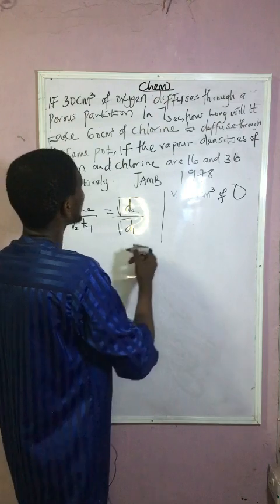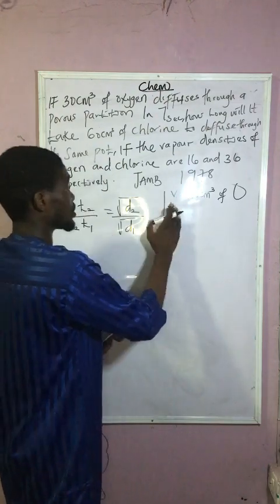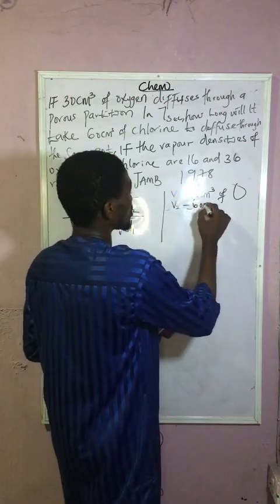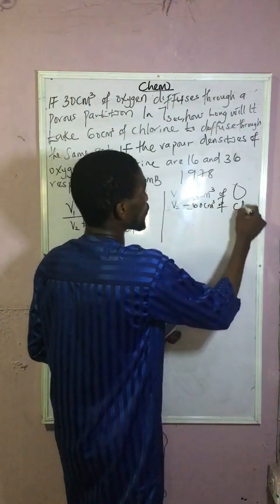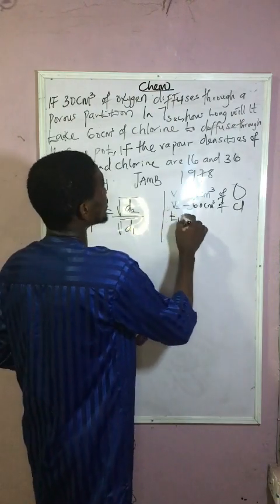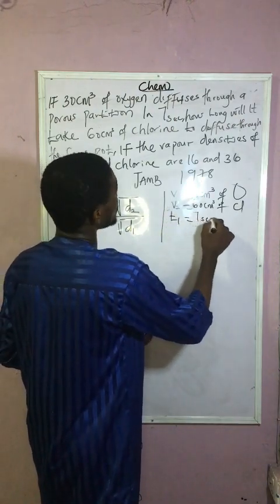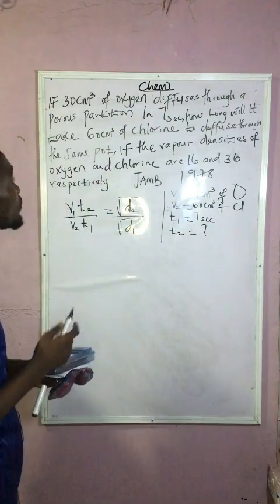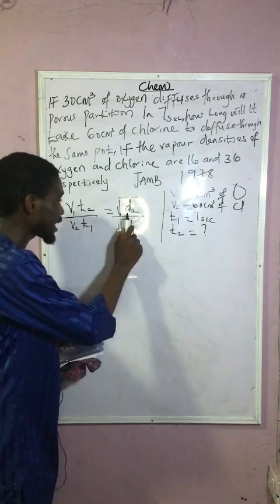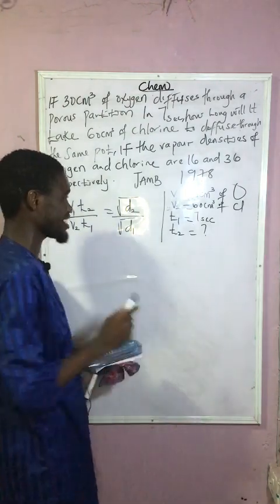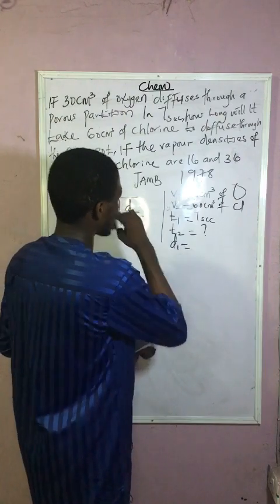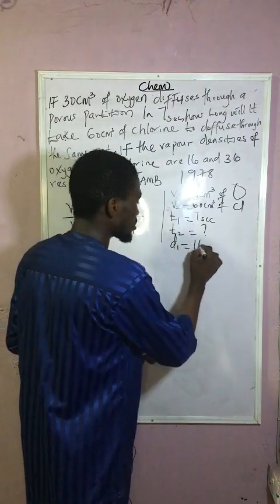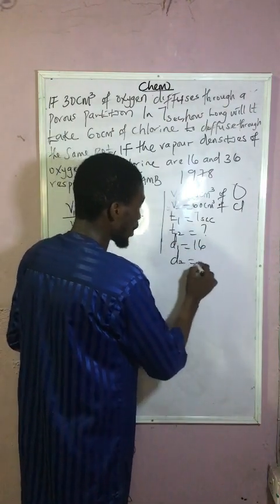Let's take note of that. Before we move to T1, we have V2 given to be 60 cm³ of chlorine. Then our T1 is given to be 7 seconds. Our T2, we don't know it. As I've said earlier, these are vapor densities, so our D1, the vapor density of oxygen, is 16, and our D2 we have as 36.